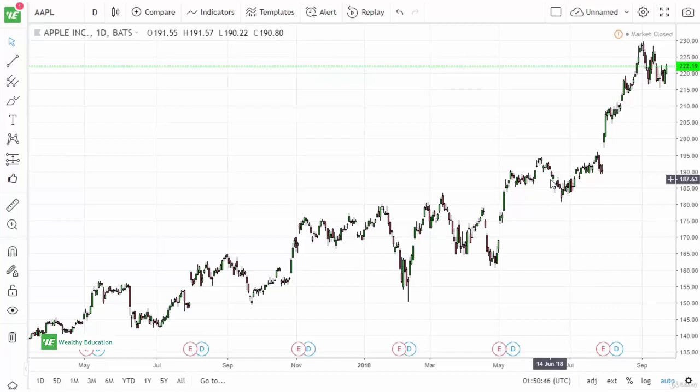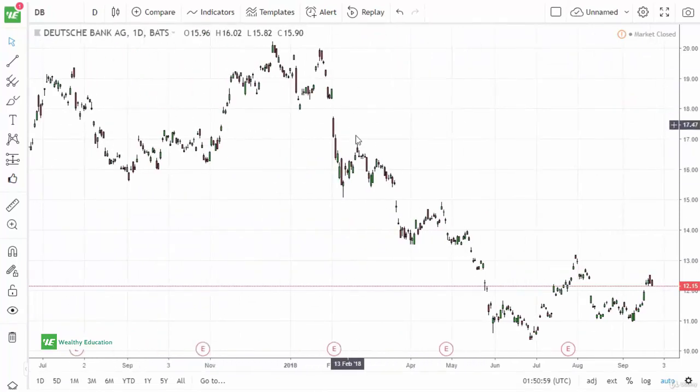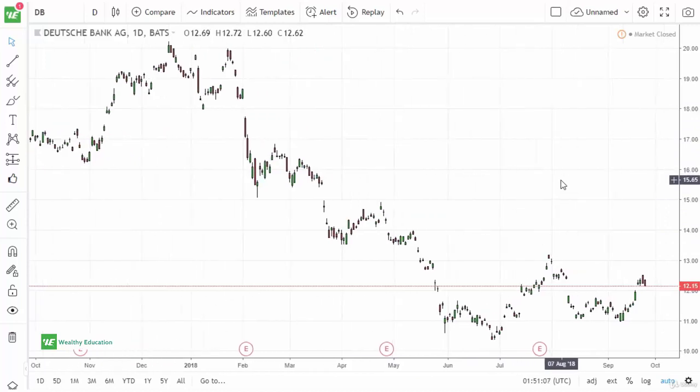In other words, is the market gradually going up like we see here on the Apple daily chart? Or is it gradually going down like we see here on the Deutsche Bank chart? You can see clearly over the course of the entirety of 2018 so far, the market has certainly been selling Deutsche Bank. So that in and of itself gives you the overall bias.